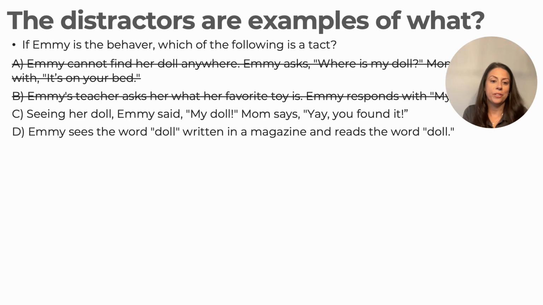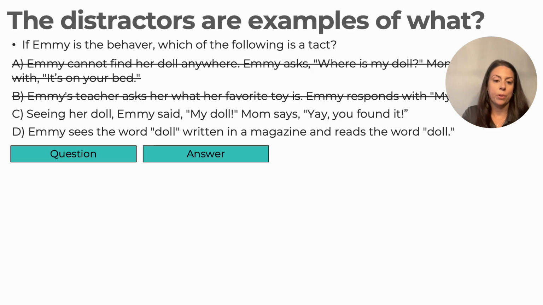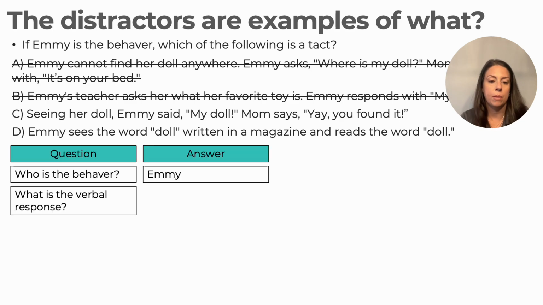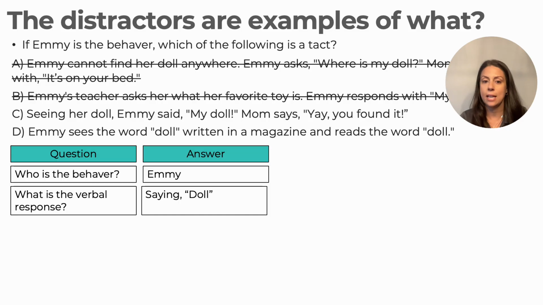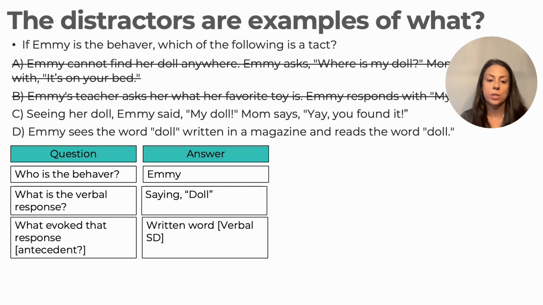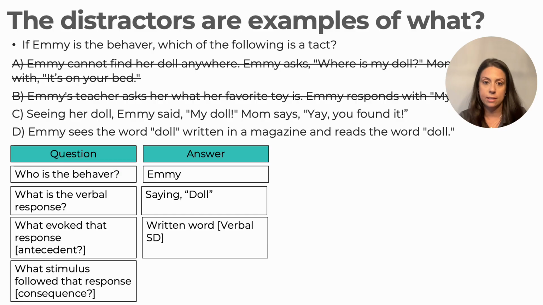We made it to the final answer choice. Emmy sees the word doll written in a magazine and reads that word, doll. Let's go through that process. Who's the behavior? Emmy. What's the verbal response? Saying doll. What evoked that response? Seeing the written word, which is a verbal SD.